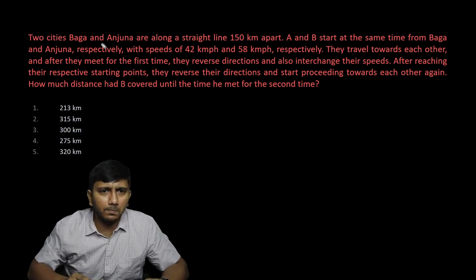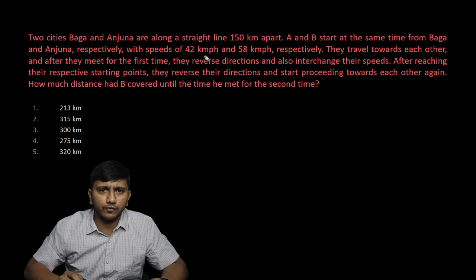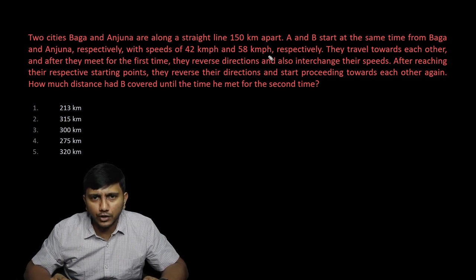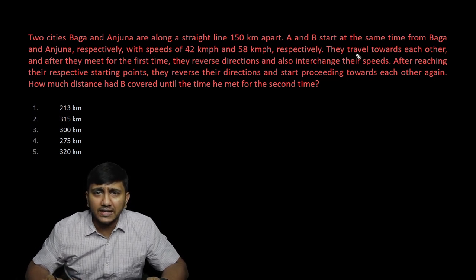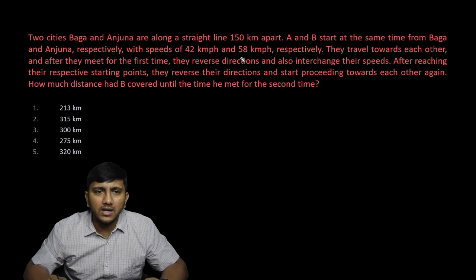Two cities, Bagan and Juna, are along a straight line 150 km apart. A and B start at the same time from these two places respectively with speeds of 42 km per hour and 58 km per hour respectively. They travel towards each other, and after they meet for the first time, they reverse directions and also interchange their speeds. After reaching their respective starting points, they reverse their directions and start proceeding towards each other. How much distance had B covered until the time he met for the second time?